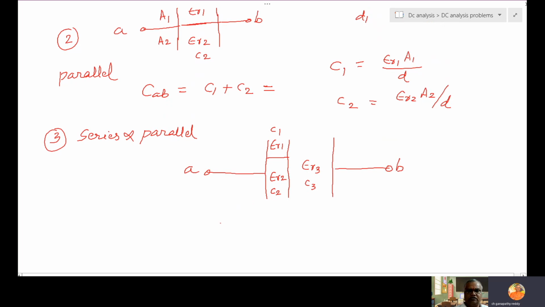Now C1, C2 parallel or series? C1, C2 parallel. C1, C2 parallel, that is in series with the C3. So C1, C2 parallel means C1 plus C2, in series with C3, na? C3 by C1 plus C2 plus C3. This is CAB.